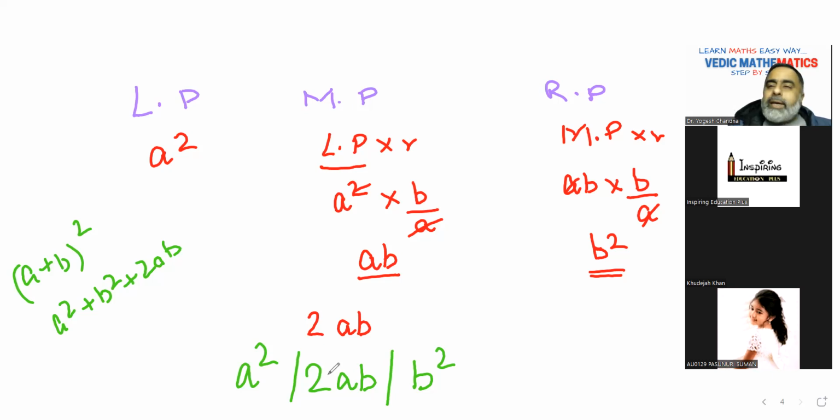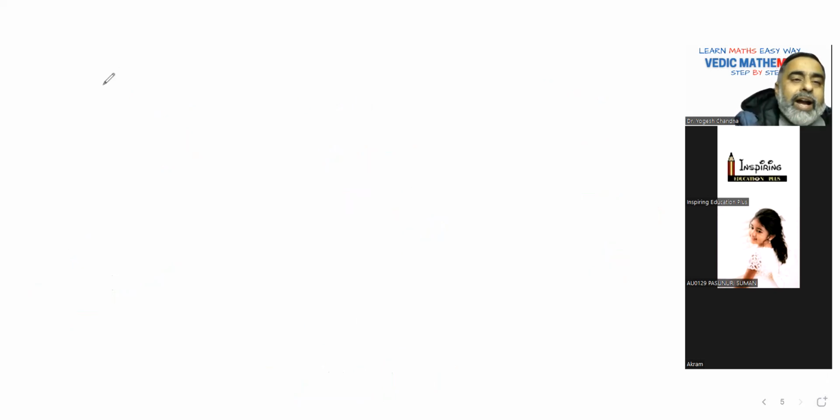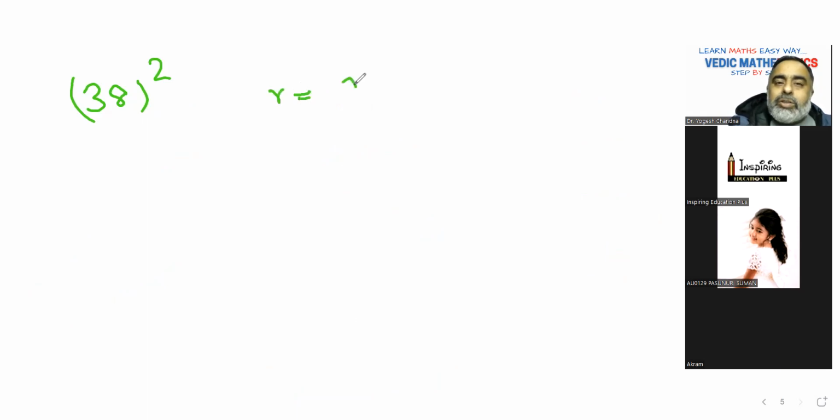Is it clear up till here? Any questions? Yes, sir. Now, if you are asked to find the square of 38, now you have got the formula clear. But if it is asked to find it by Anurupena Sutra, that means you have been asked to find R first. R would be 8 by 3.